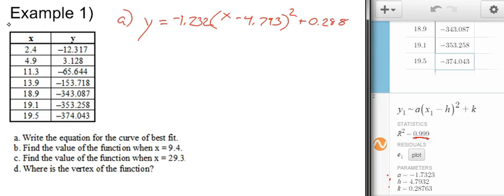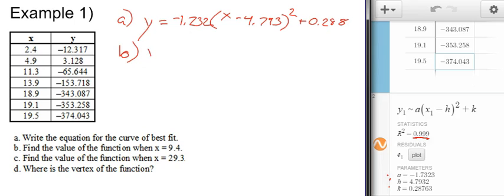Alright, for part B, what we're asked to do is find the value of the function when x equals 9.4. So now I'm going to make a prediction. I'm going to say if this equation is a good fit, and we can see from its r-squared value it's an awesome fit, then what we're going to do is use that equation to find y when x is 9.4.